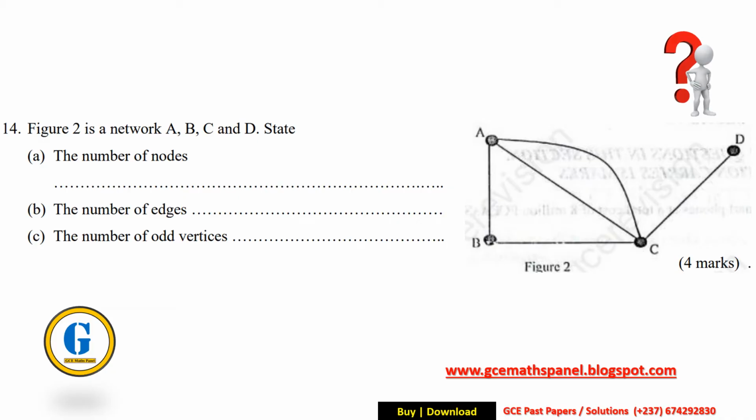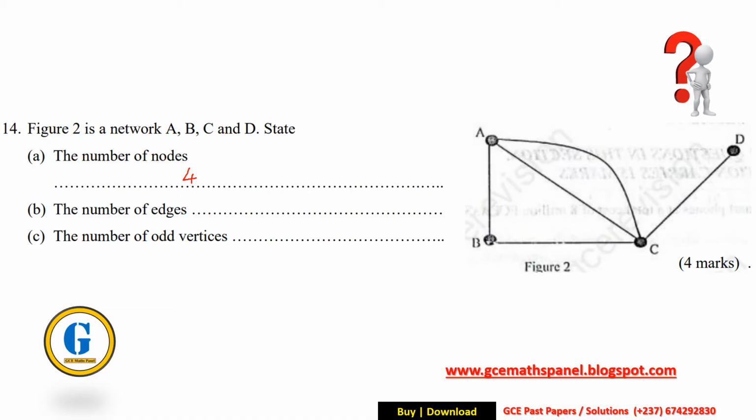Figure 2 is a network ABCD. State the number of nodes. So this is a network. The nodes here, you have the node at A, the node at B, the node at C, the node at D. So how many nodes are there? There are 4 nodes. You can equally call them vertices, okay?